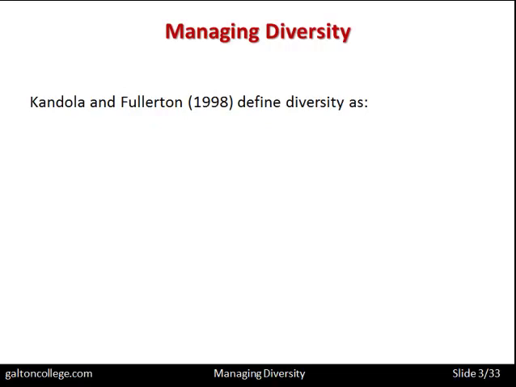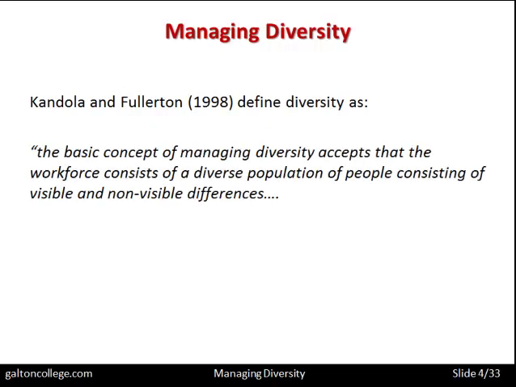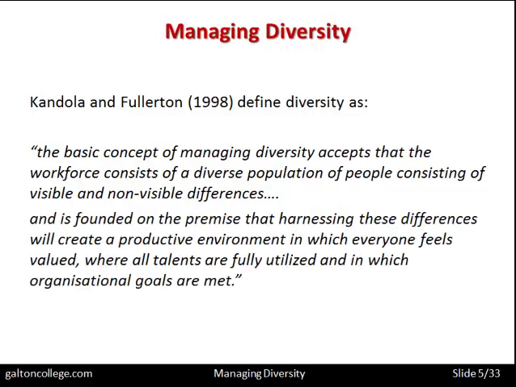Now Condola and Fullerton define diversity as follows. They say the basic concept of managing diversity accepts that the workforce consists of a diverse population of people consisting of visible and non-visible differences, and is founded on the premise that harnessing these differences will create a productive environment in which everyone feels valued, where all talents are fully utilized, and in which organizational goals are met. That's taken from Torrington's book.